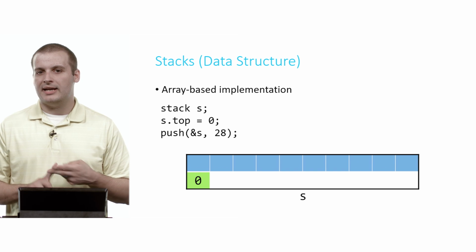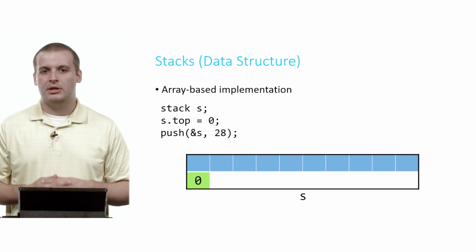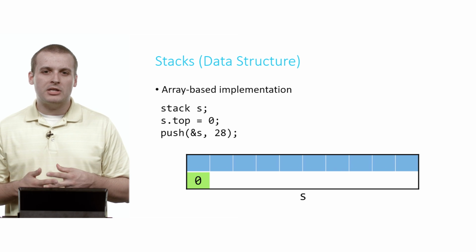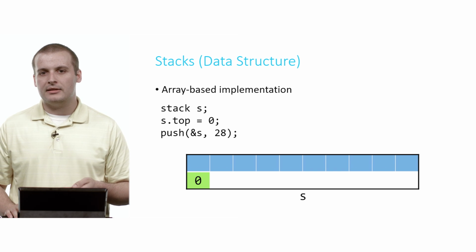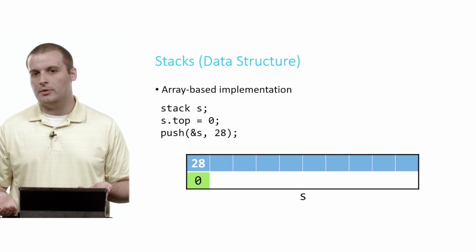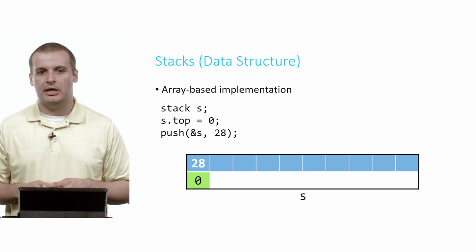So we've declared s, we've said s.top equals 0. Now let's push the number 28 onto the stack. Well, what does that mean? Well, currently the top of the stack is 0. And so what's basically going to happen is we're going to stick the number 28 into array location 0. Pretty straightforward, right? That was the top, and now we're good to go.